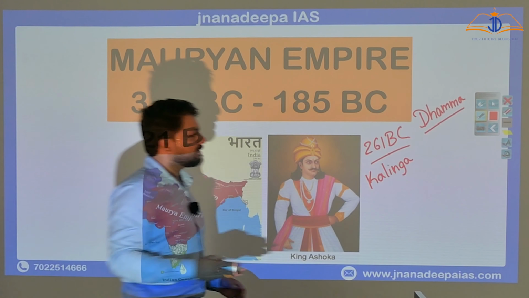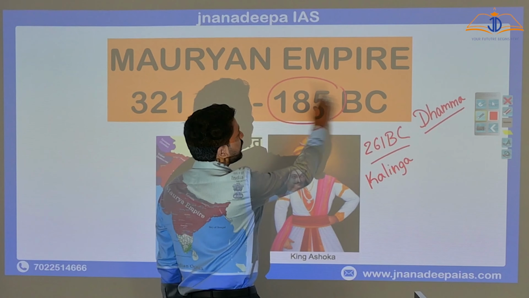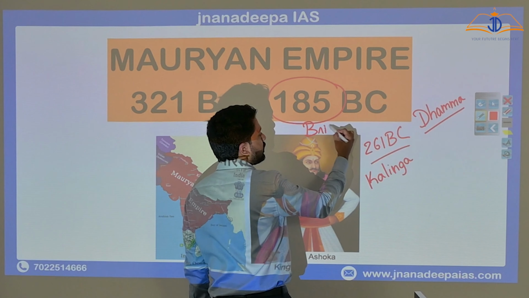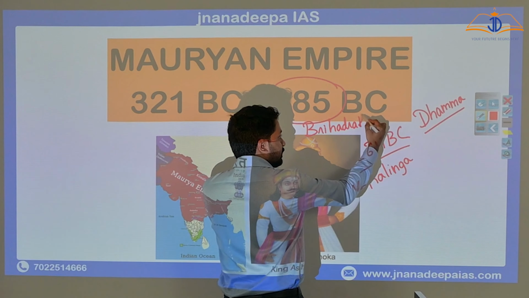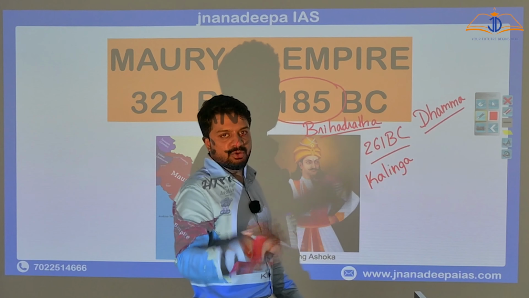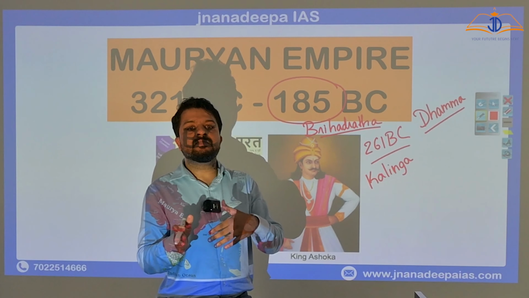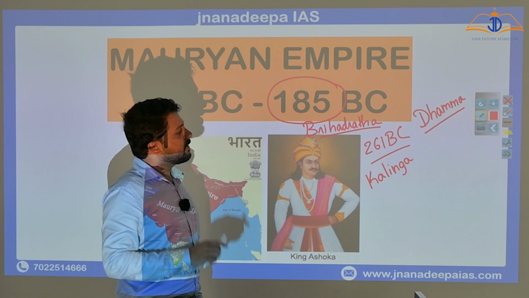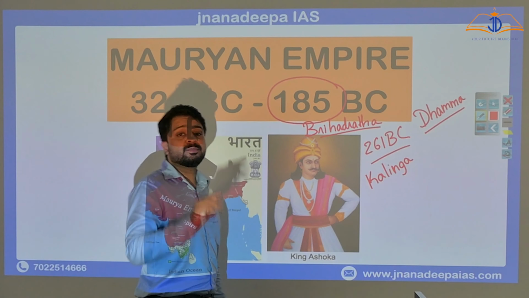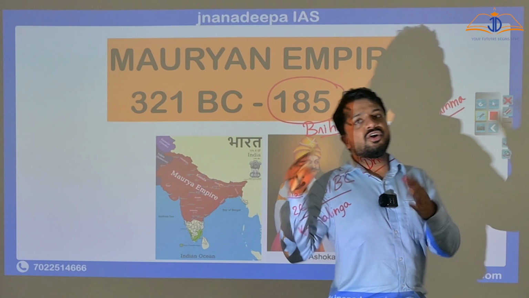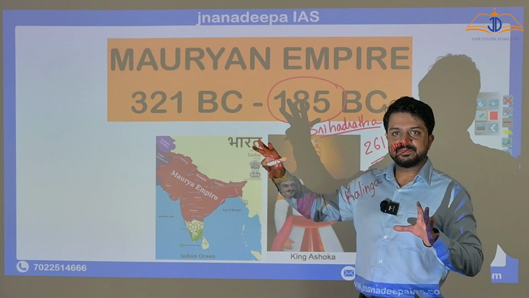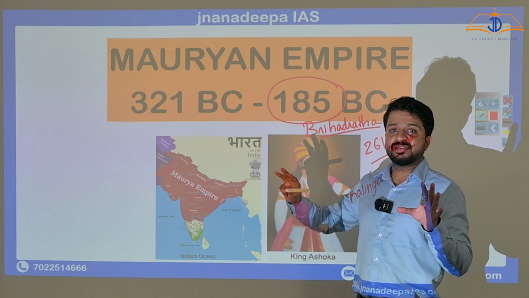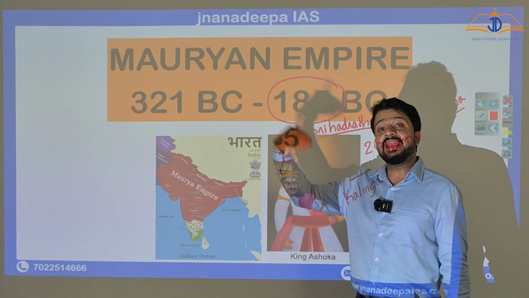See, after Ashoka, in 185 BC, there was a person by the name Brihadratha. Now, Brihadratha was a weak ruler, and there was another king of the Shunga dynasty, Pushyamitra Shunga. He defeats Brihadratha, and that's when the Maurya Empire comes to an end. See, after the end of the Mauryans, North India was divided into 3 kingdoms: Shungas, Kanvas, and many of these Greek rulers.